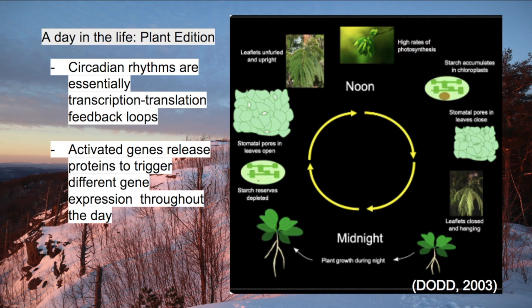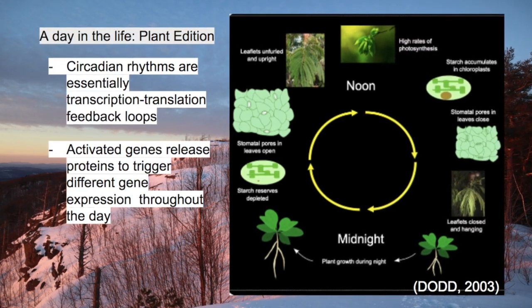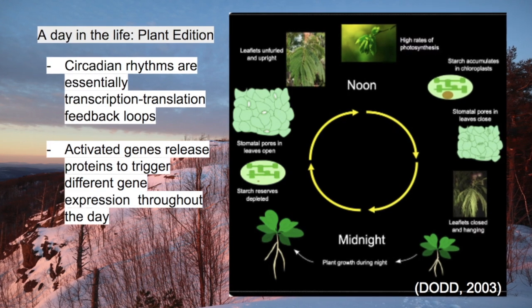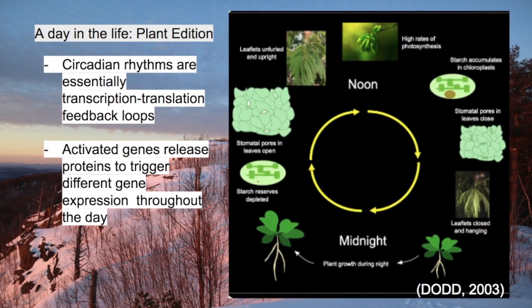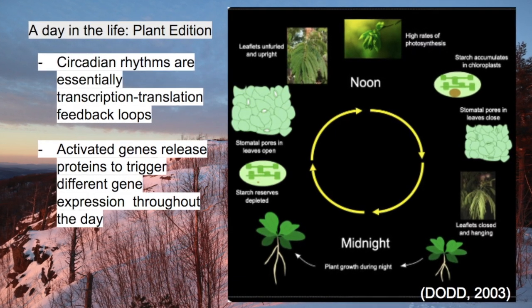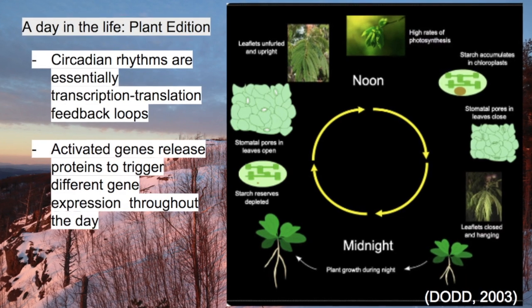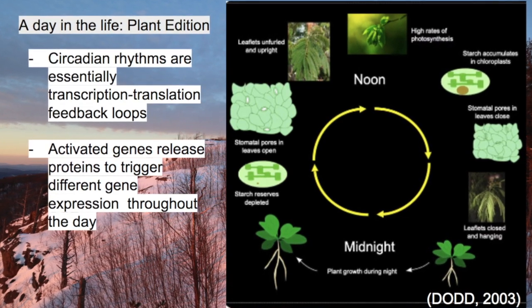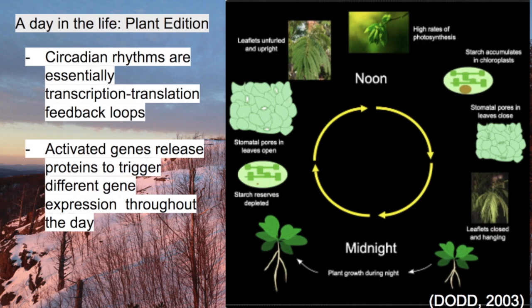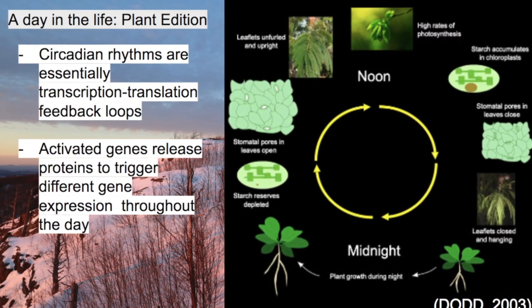This chart, produced by Anthony Dodd, goes into a day in the life of a plant, and you can see that at the beginning of the day, the starch reserves are depleted. That is the food source that the plant will spend the rest of the day trying to replenish. The stomatal pores open early in the morning, and that's when the leaf is able to turn itself upright. By noon, the plant is in full photosynthesis, and starch is accumulating, and then the nighttime occurs.